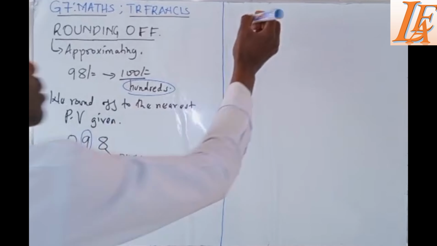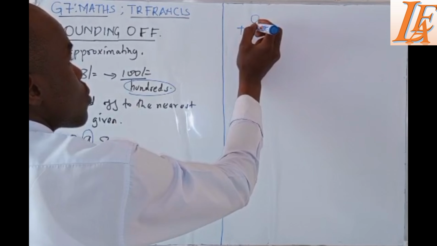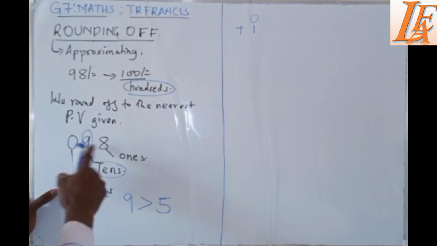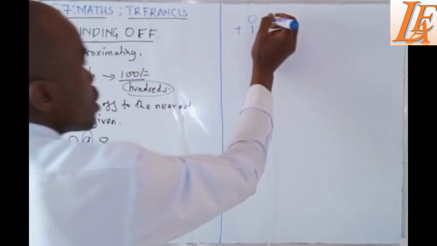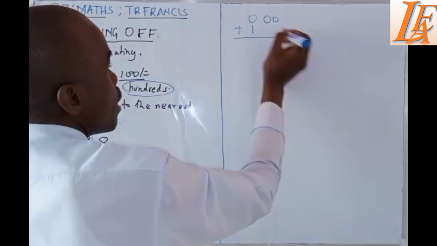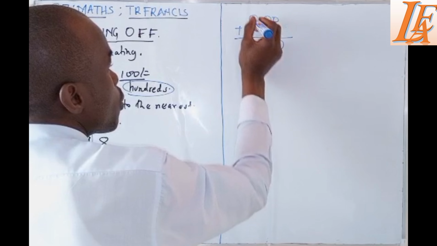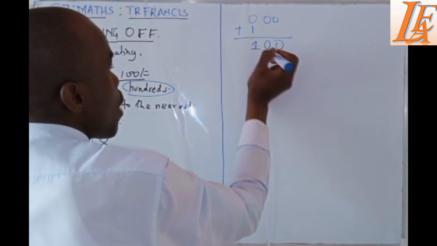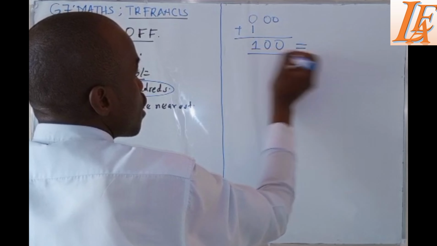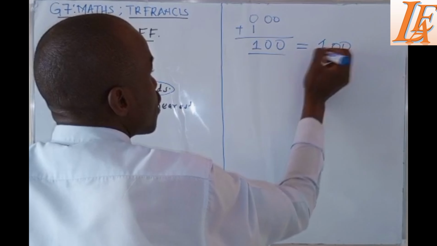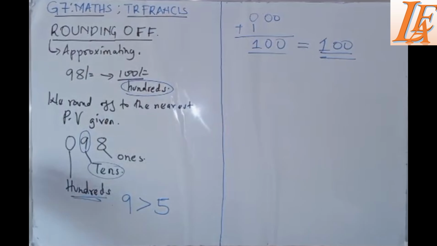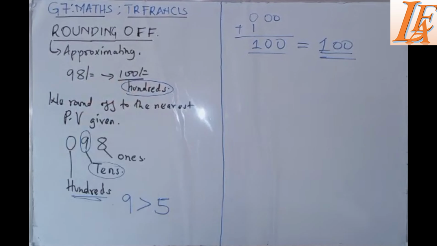Therefore, we take 0 plus 1. Then the other digits, we turn them to 0, so this is 0, 0. And 0 plus 1 is 1. Therefore, the value becomes 100. And that's how we have turned 98 to 100.